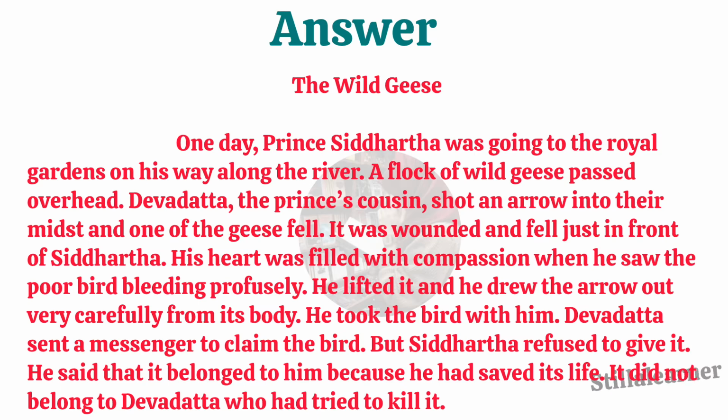He took the bird with him. Devadatta sent a messenger to claim the bird, but Siddhartha refused to give it. He said that it belonged to him because he had saved its life. It did not belong to Devadatta, who had tried to kill it.